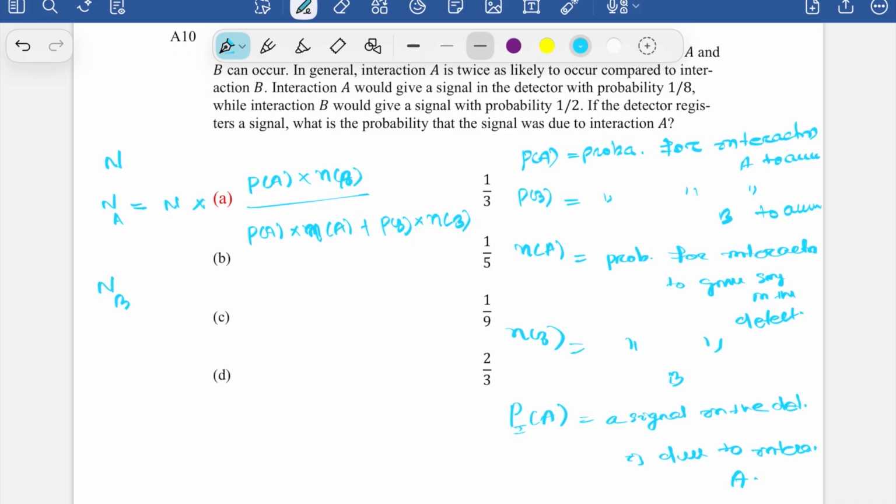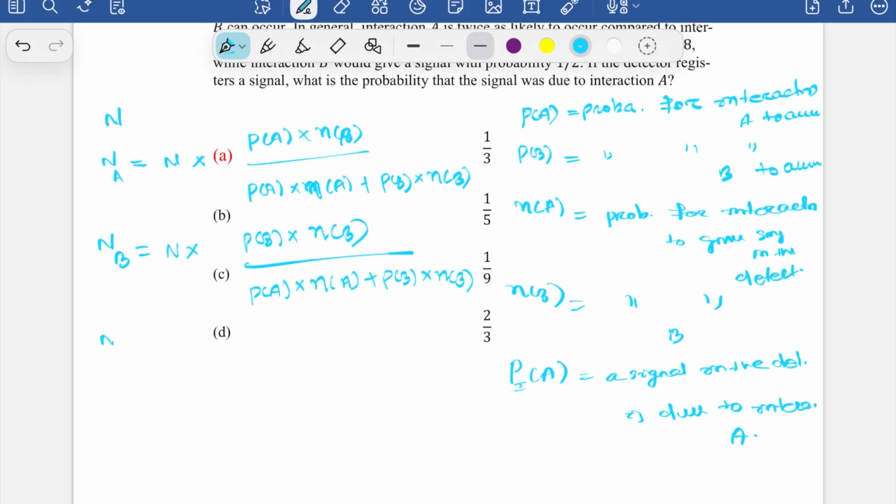Similarly, number of signals due to interaction B is n times PB times eta B divided by (PA times eta A plus PB times eta B). So as you can see, total number of interactions is Na plus Nb, which is equal to n.